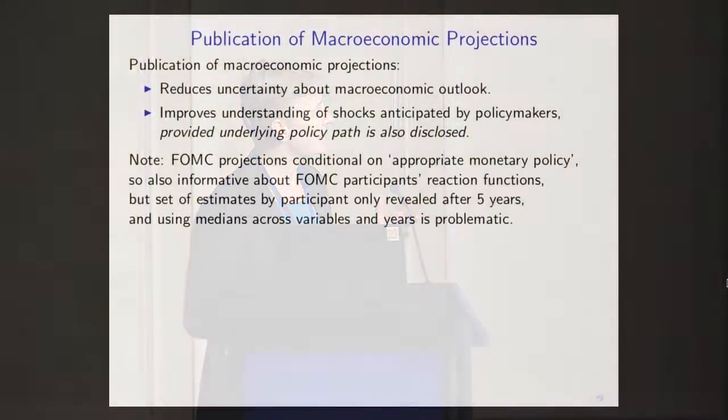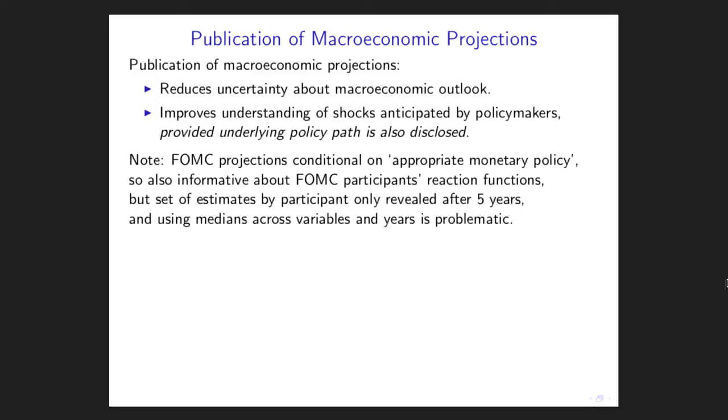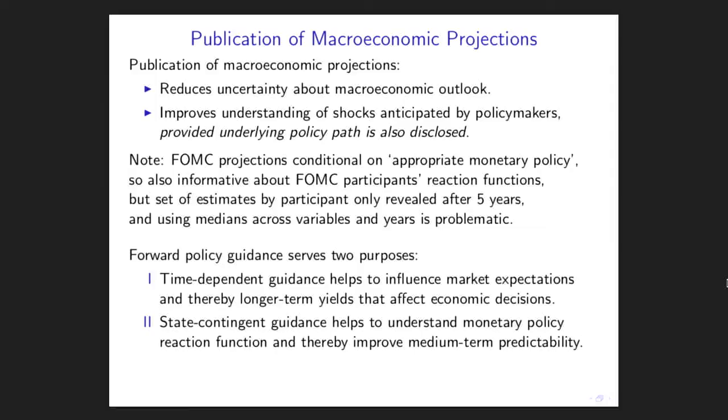FOMC projections are conditional on appropriate monetary policy. So they have the advantage that they are also informative about FOMC participants' reaction functions. But unfortunately, we do not know how all the dots link up and how they relate to the projection estimates. That information is only revealed after 5 years. And using medians across variables and years is problematic because they need not correspond to the same person. Then, the Fed has these projections based on appropriate monetary policy, so they provide forward guidance.